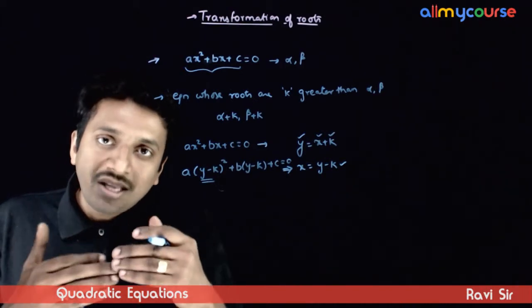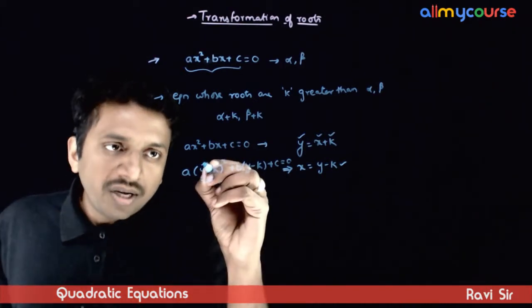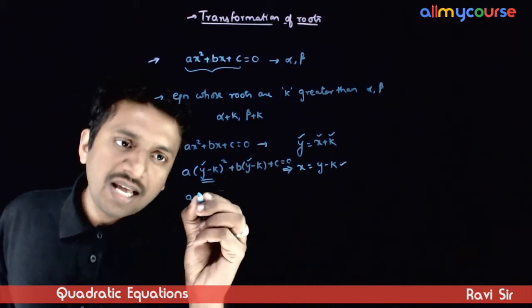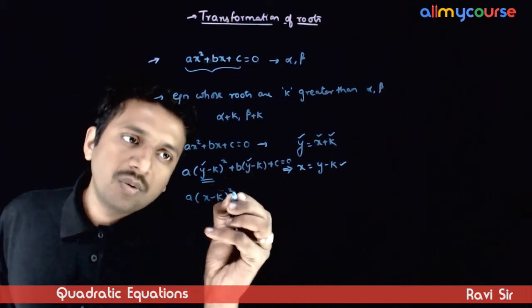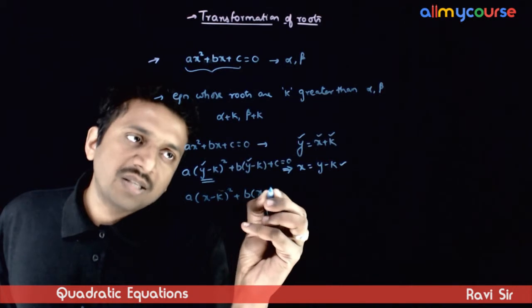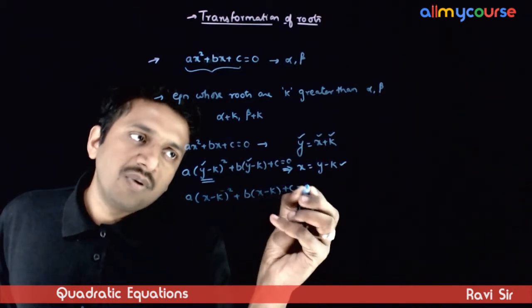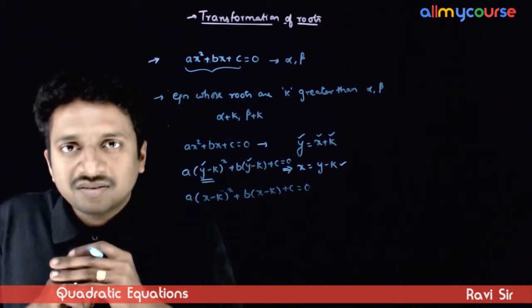Finally, if you want the equation in terms of x, you can put x in the place of y. That is a times x minus k whole square plus b times x minus k plus c is equal to 0. As simple as this.